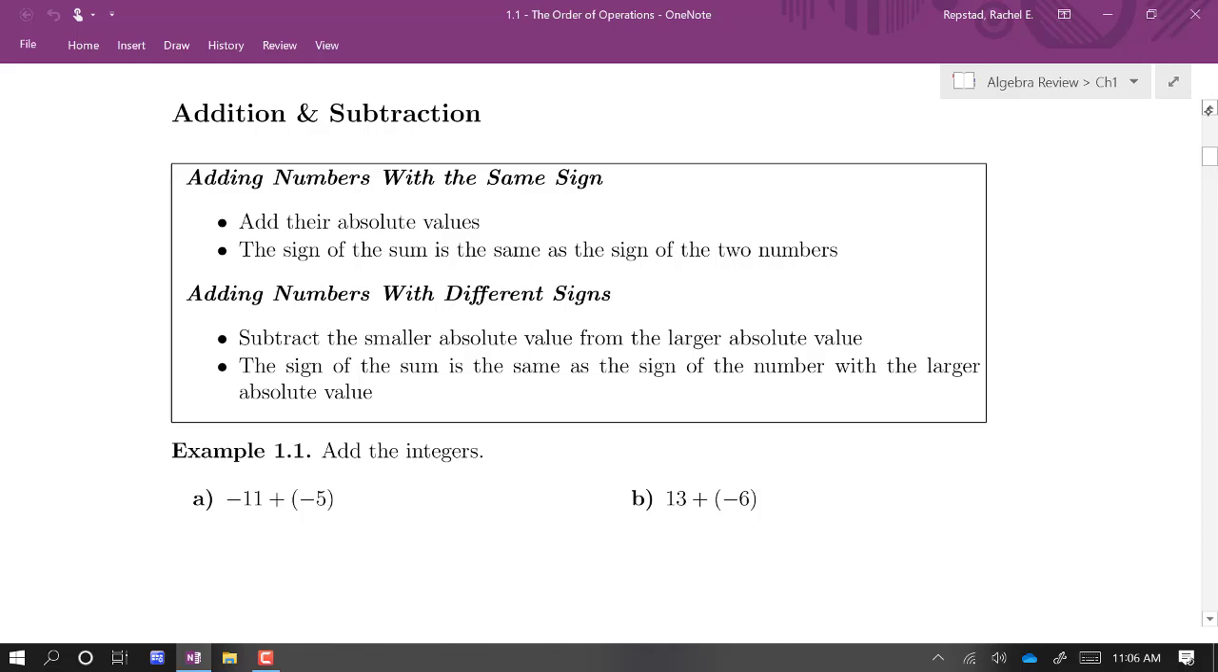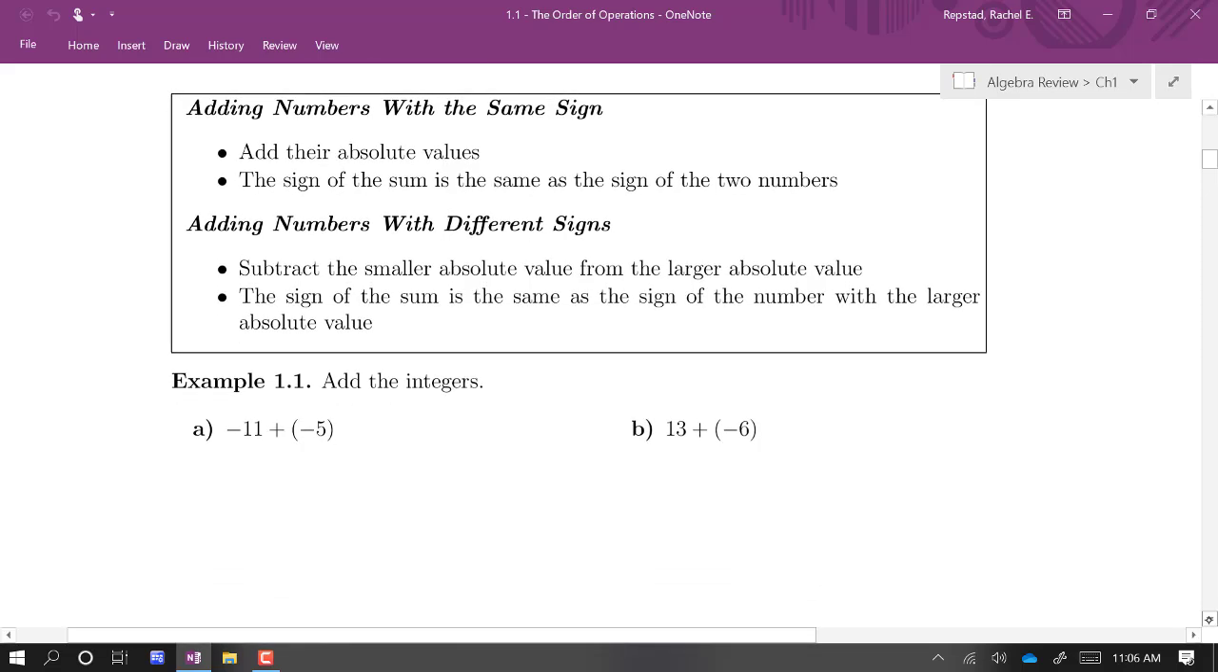For adding integers that have the same sign, we basically just add the integers, and the sum adopts the sign of the two integers. So negative 11 plus a negative 5, 11 and 5 is 16, and this gives us a negative 16. We have a visual way to understand this. If I start out at negative 11 and I'm adding negative 5, they're just saying go back 5 more spots. And so that brings us to negative 16.